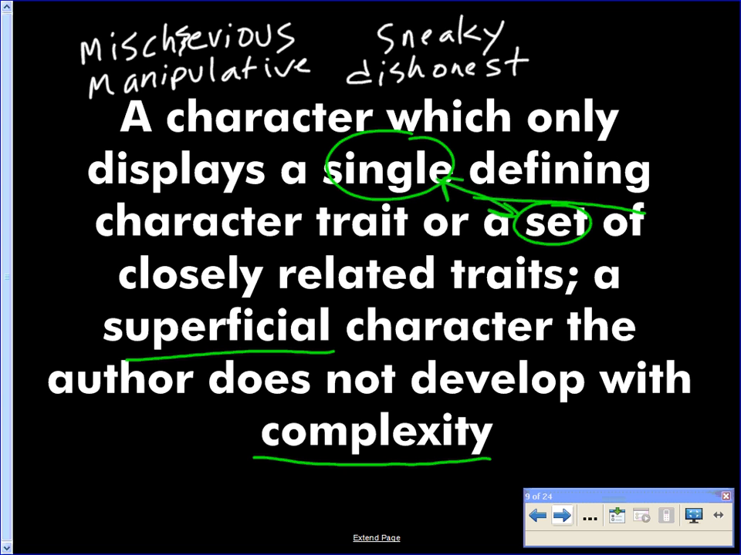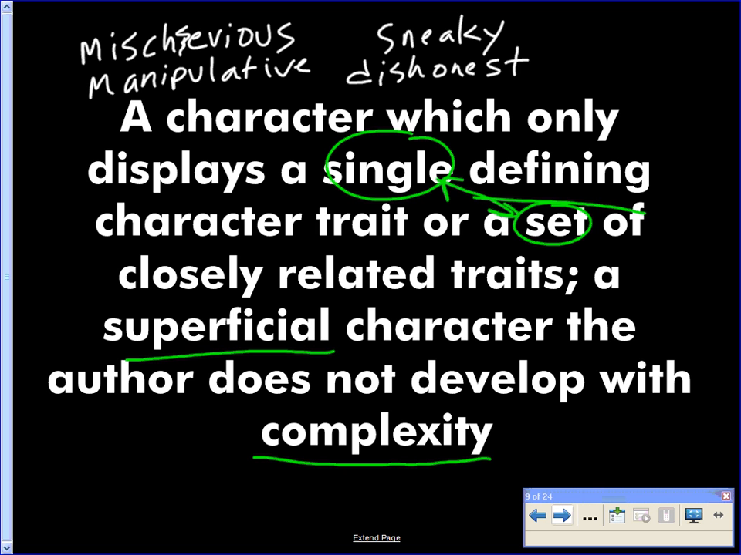So in The Open Window, Sappleton's niece is mischievous, manipulative, sneaky, and dishonest. All four of those words are basically referring to one character trait. They're not significantly different. And this is the trap that some students fall into. They say, well, those are four character traits, so she's a round character. No, no. That's a set of character traits that's basically all just one character trait.